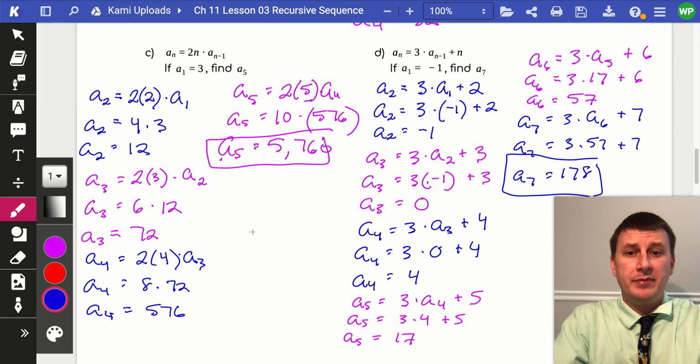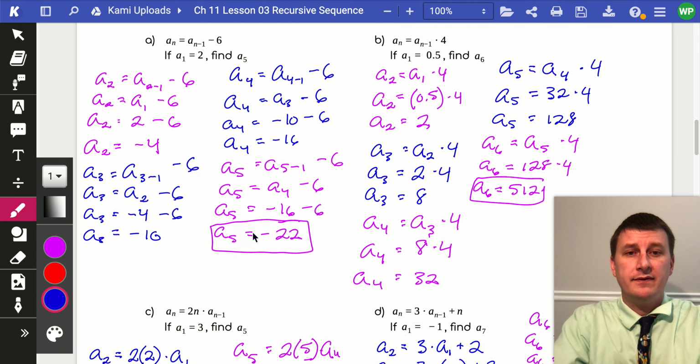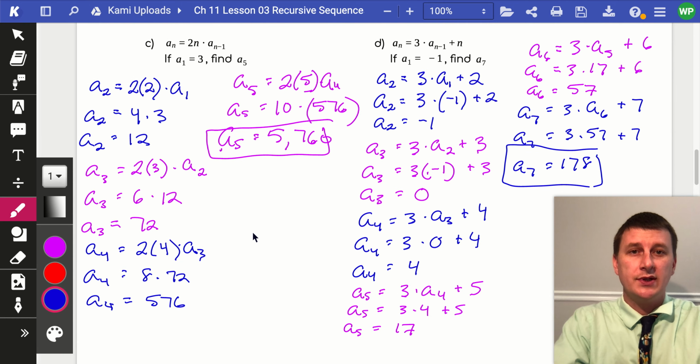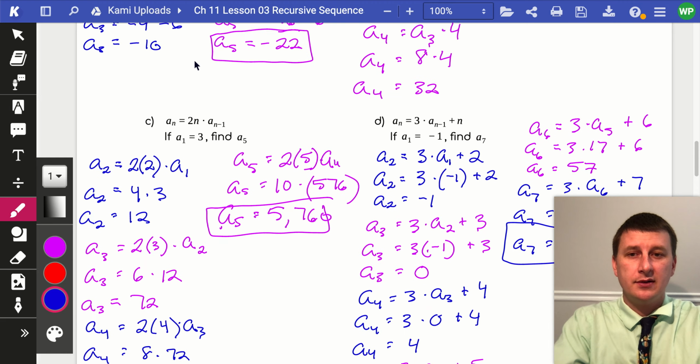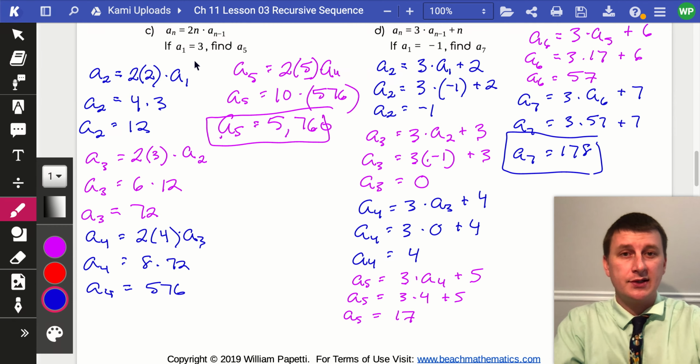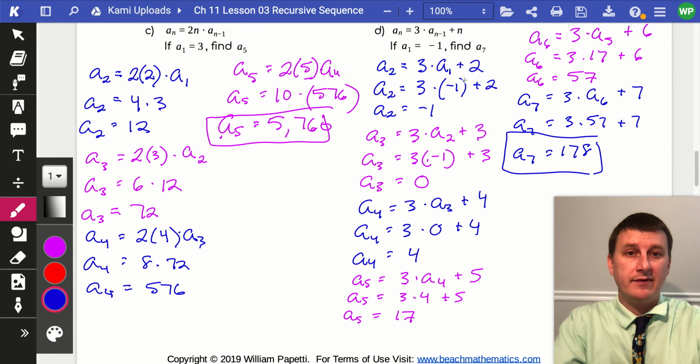Now again, if you look back, a recursive sequence does involve a lot of work just to get to a small number term in the sequence. We only got to the 7th, the 5th, the 6th, and the 4th term here. We didn't get to the 30th or the 40th term. But you'll never be asked to get to the 40th term of a recursive sequence, because that would just be absurd. You'll most likely be asked to find like the 5th or 6th term. In some cases maybe the 7th.